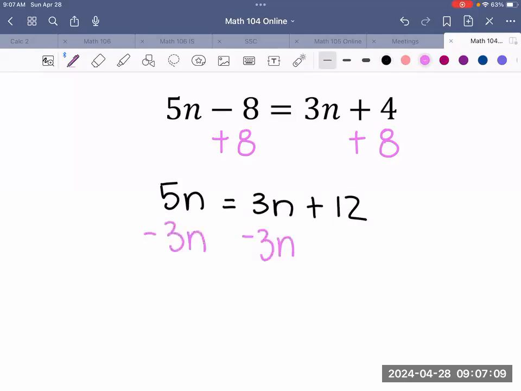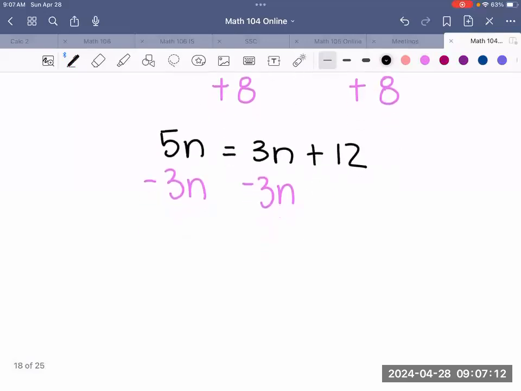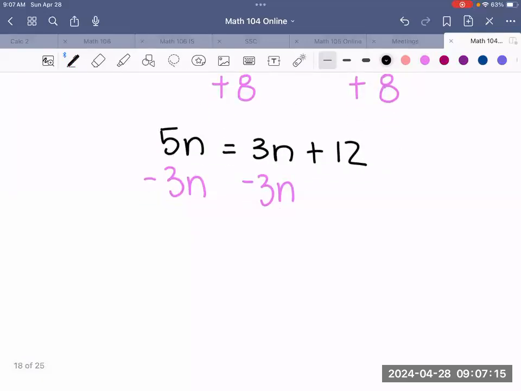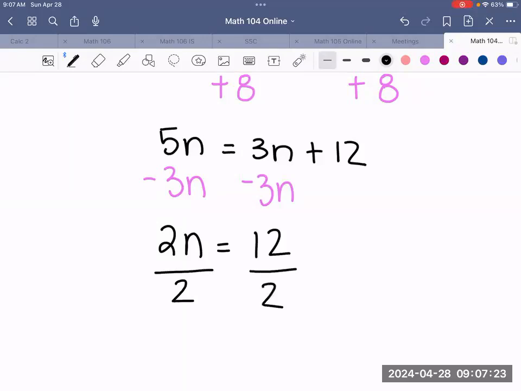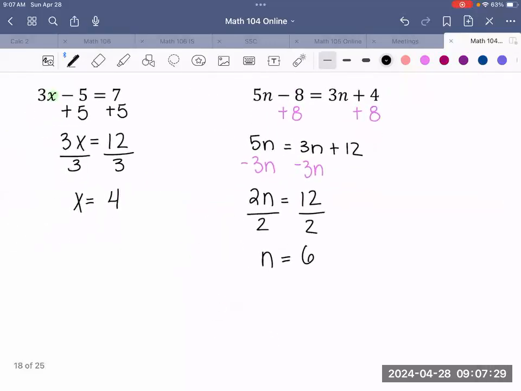Combining your like terms like we did from, I want to say that was probably one of our very first sections actually. 2n is equal to 12, and then you can divide by your 2. Always double check your work, make sure it makes sense. So we have 5 times 6 minus 8 is equal to 3 times 6 plus 4. So we have 30 minus 8 is equal to 18 plus 4, which checks out.